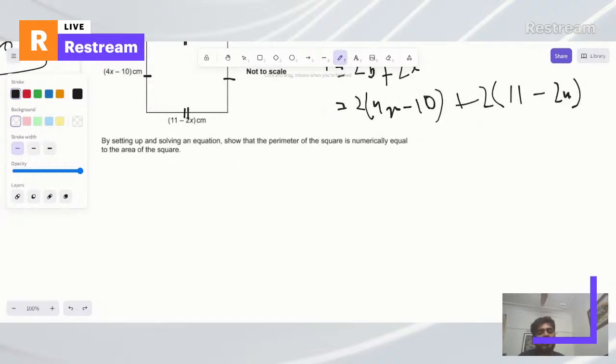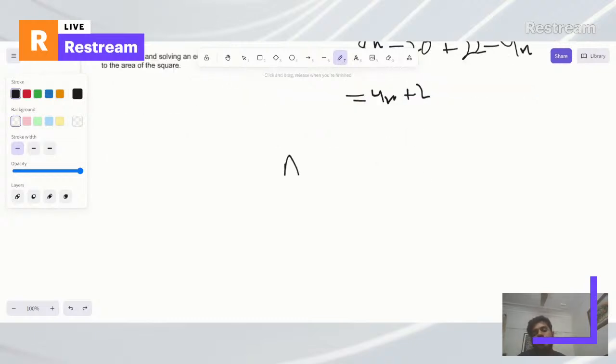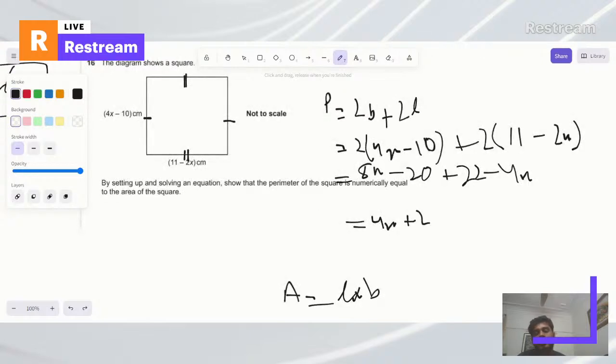Okay, so let's solve it. 2 times 4x is 8x, and now 2 times 10 is negative 20, plus 2 times 11 is 22, plus 2 times negative 2x is negative 4x. So the final answer I get is 4x, because 8x minus 4x, and now 22 plus negative 20, so we get plus 2. Let's solve it for the area as well. So it's going to be length times breadth.